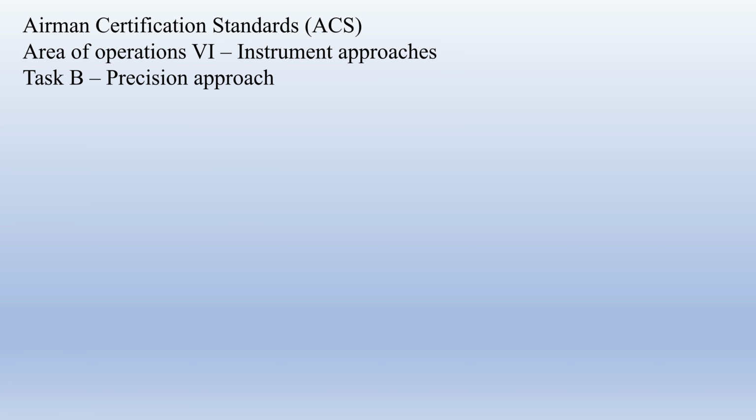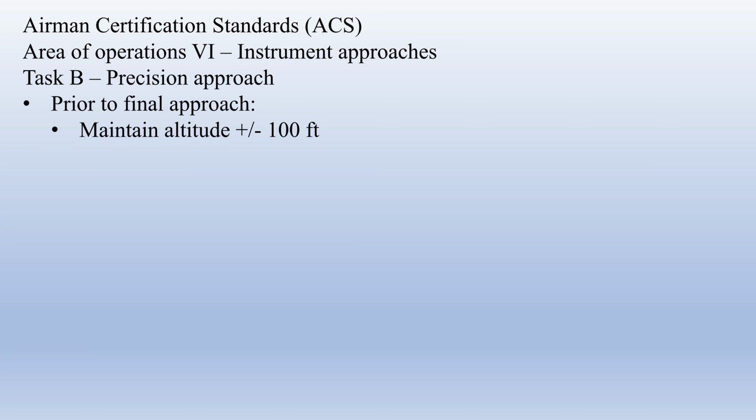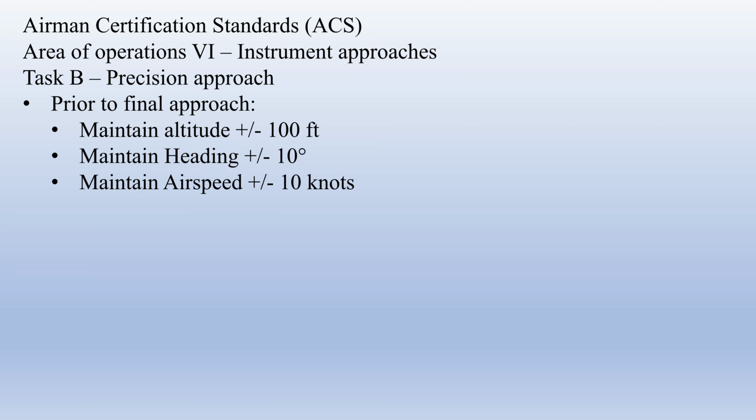So when can you consider yourself proficient at these approaches? I would base it on the precision approach airman certification standards criteria. So this is the ACS standards for the instrument rating for an instrument airplane rating. It's area of operation 6, which is instrument approaches, and task B, precision approaches, is more applicable probably than non-precision approaches. So prior to the final approach fix, you need to be able to maintain your altitude plus or minus 100 feet, maintain your heading plus or minus 10 degrees, maintain your airspeed plus or minus 10 knots, and then accurately track radials, courses, and bearings, meaning not going full scale deflection.